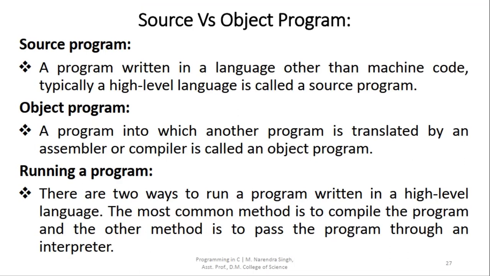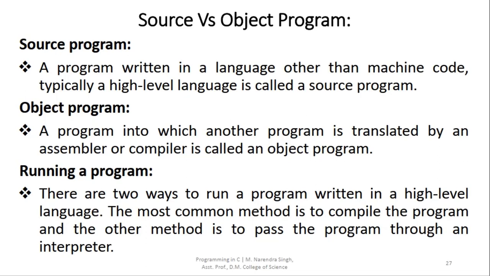Now let's come to source code and object code. A program written in any language other than machine code, typically a high-level language, is called source code. Now what is an object program or object code? A program into which another program is translated by an assembler or compiler is called an object code. That means a program written in any high-level language, if it is converted to another programming language, that is assembly language or machine language, then that converted program is called the object program.